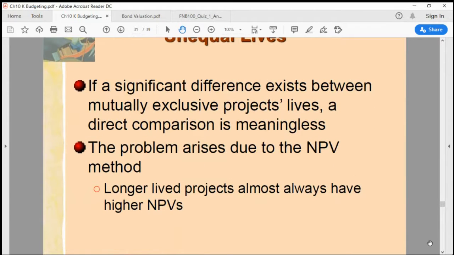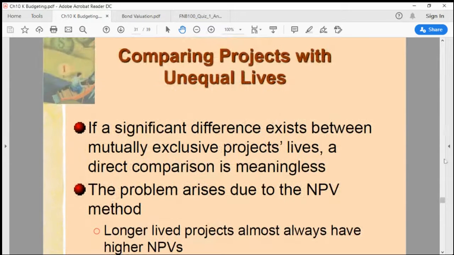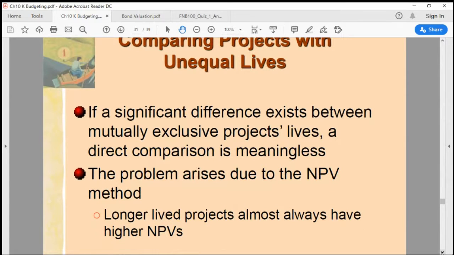We'll have to make up, but I don't think we need to have an example for that. But more crucial issue is, what if so far we've been only comparing the projects that have equal lives, project lives, right? But that's not necessarily the reality, right? In reality, the mutually exclusive and competing projects may have different project lives or unequal project lives. Then what do you do?